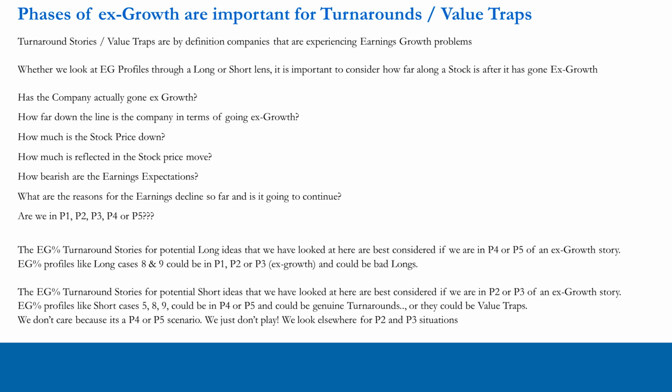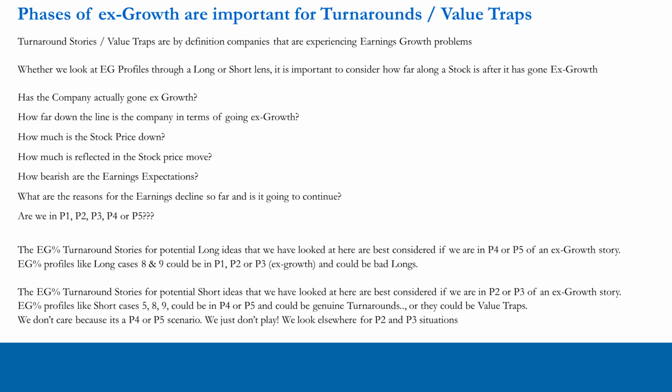Now for shorts, it's a different situation. The earnings growth turnaround stories, so the profiles that we've looked at for potential short ideas, are best considered if we are in phase 2 or phase 3 of an ex-growth situation. If we see earnings growth profiles like the short cases 5, 8, and 9, they could be in phase 4 or phase 5, and they could actually be genuine turnarounds, or indeed they could end up being value traps.